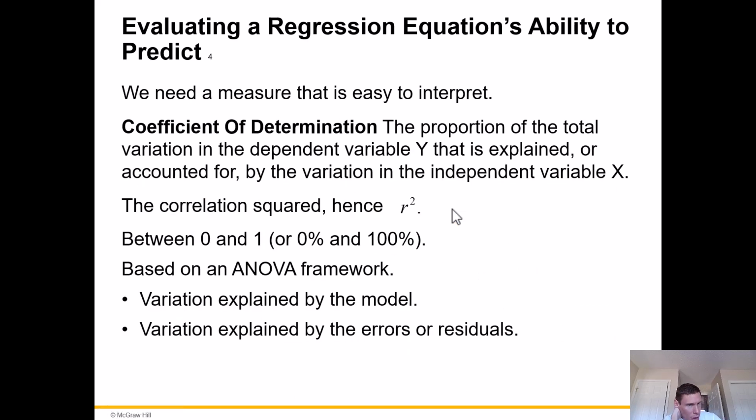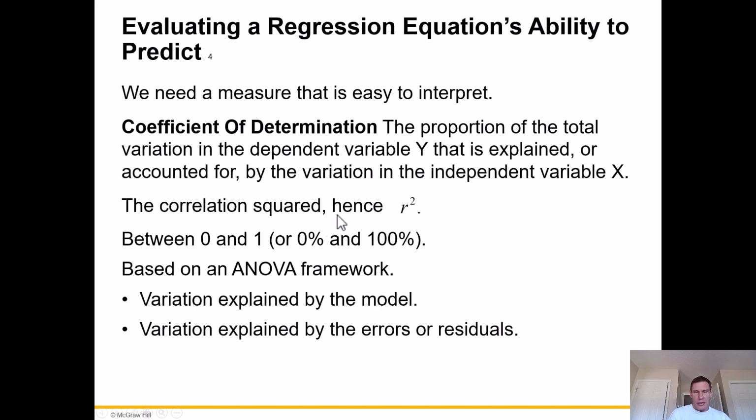Okay, so ultimately we got a lot of output, a lot of fancy numbers, but we need something, as it says, that's easy to interpret. This is where the coefficient of determination comes in. Arguably one of, if not the most important output statistic of a regression. So the coefficient of determination is formally defined as the proportion of the total variation in the dependent variable y that is explained or accounted for by the variation in the independent variable x. That probably sounds like gibberish. This will make a little more sense in a second.